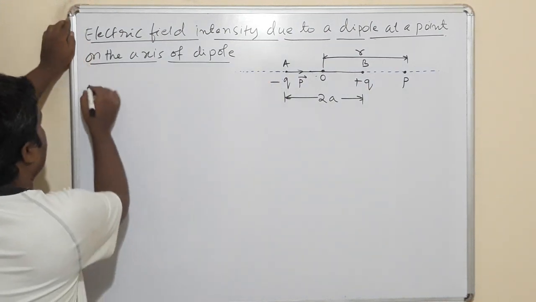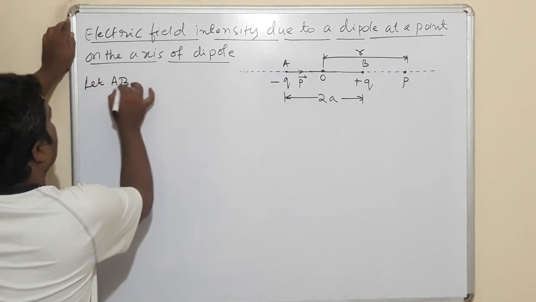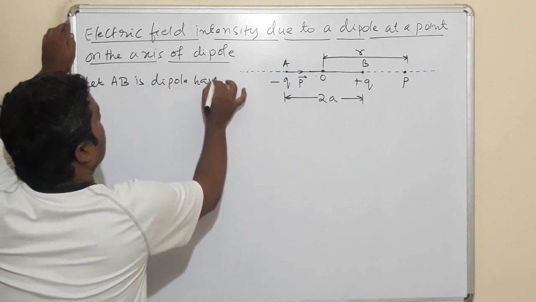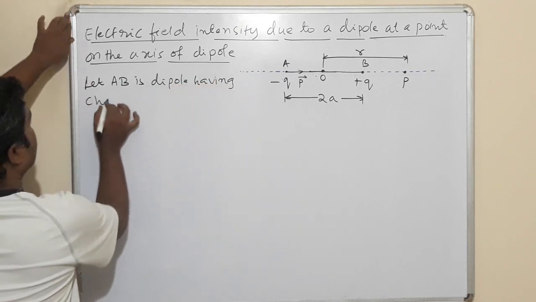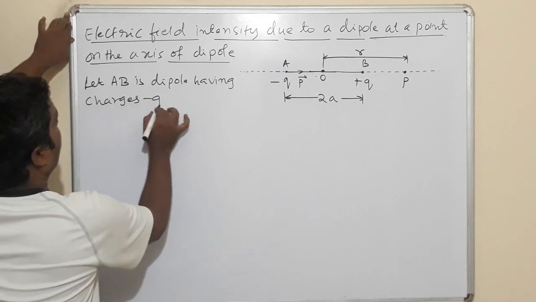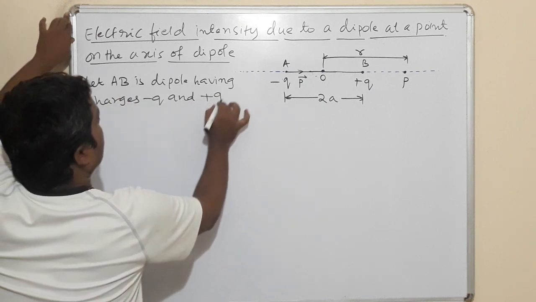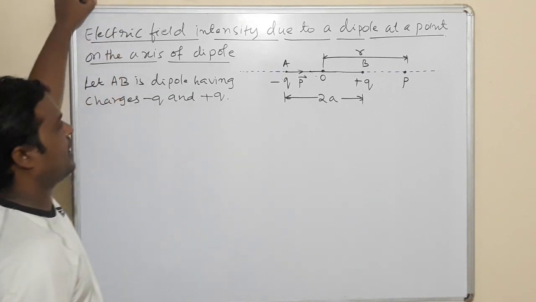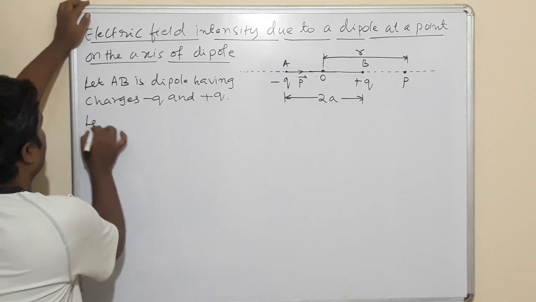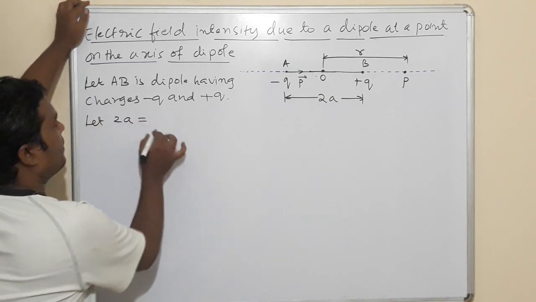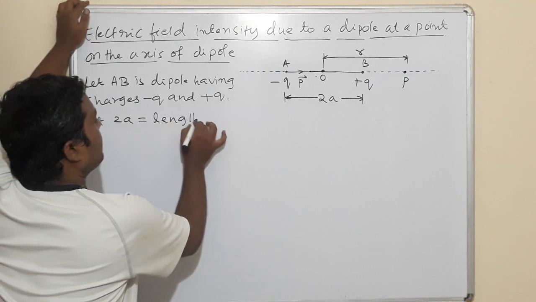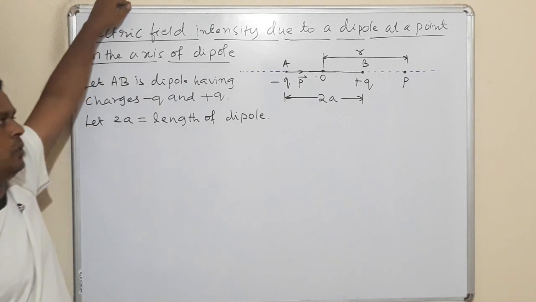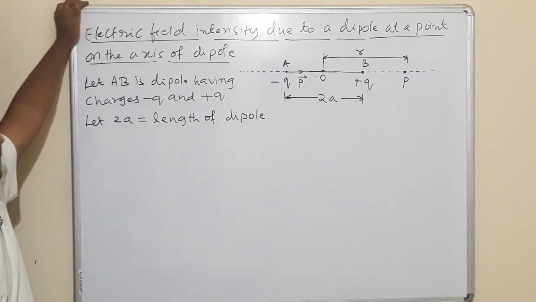See, what is AB? Let AB be a dipole having charges minus Q and plus Q. Minus Q and plus Q are the charges on the dipole. Let 2A be the length of the dipole. 2A is the length of dipole.